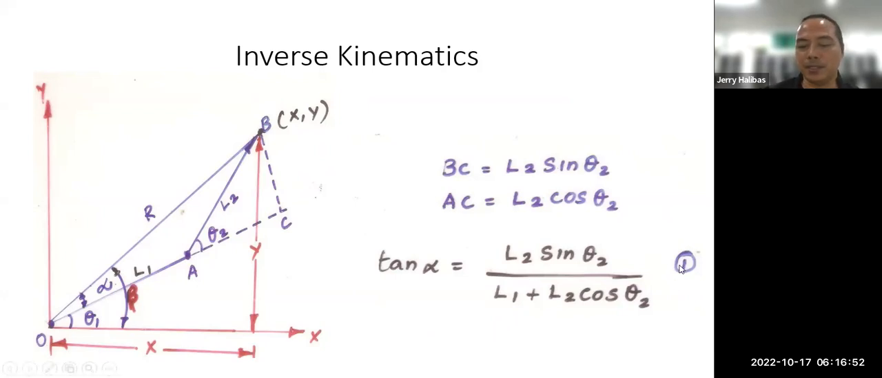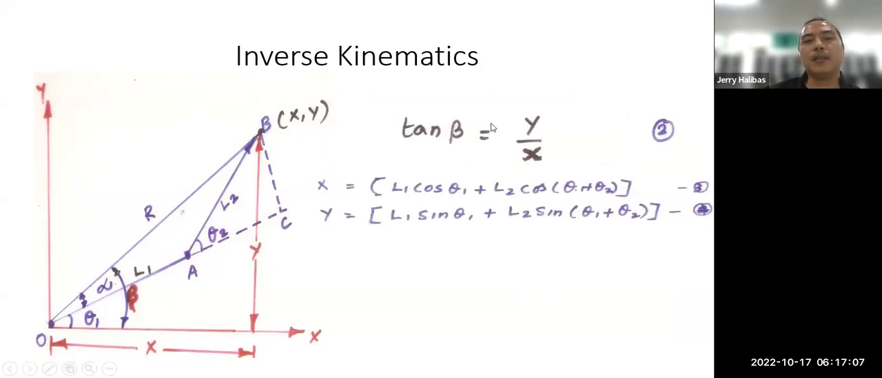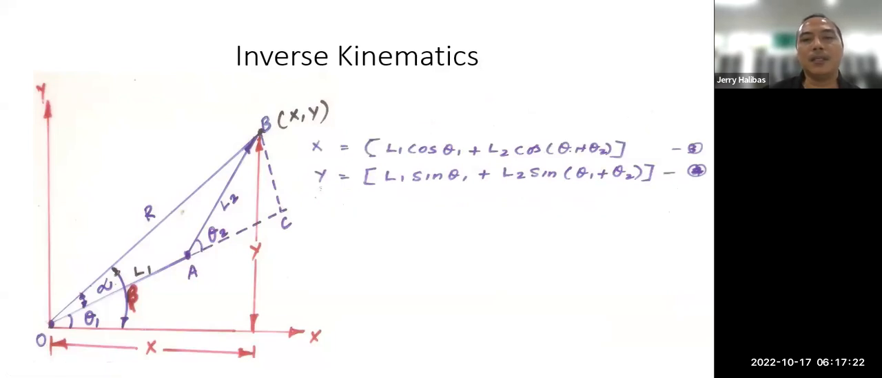So we have equation 1. Then of course, the tangent beta of the big triangle is just opposite over adjacent, no? Y over X. So that's the second equation. Then, going back to your forward kinematics to solve for X and Y, you have already equation 3 and 4. Okay, think about it.